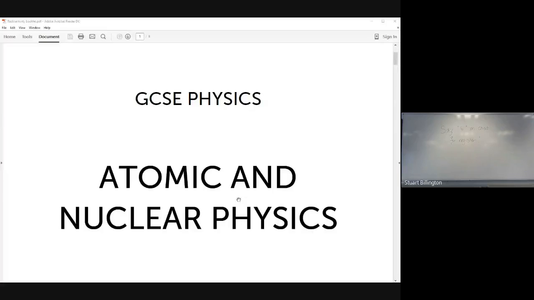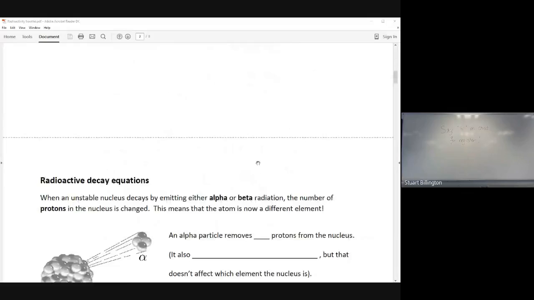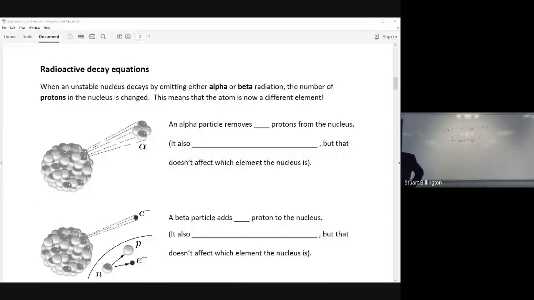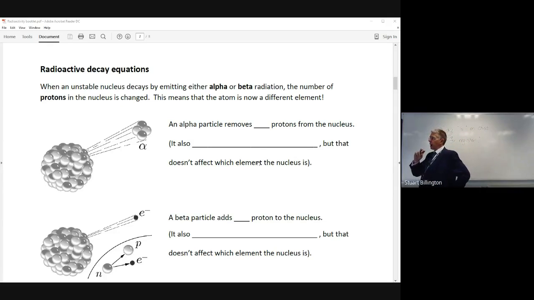Okay, so you can see the booklet now. So if I just scroll down to the first bit of it, right, it's going to talk about alpha and beta, but we're just going to start with alpha at the beginning. So just focus on the top picture. There's a big nucleus full of protons and neutrons, and a little bundle of 4 leaves, 2 protons and 2 neutrons. So just have a little look at that first sentence.